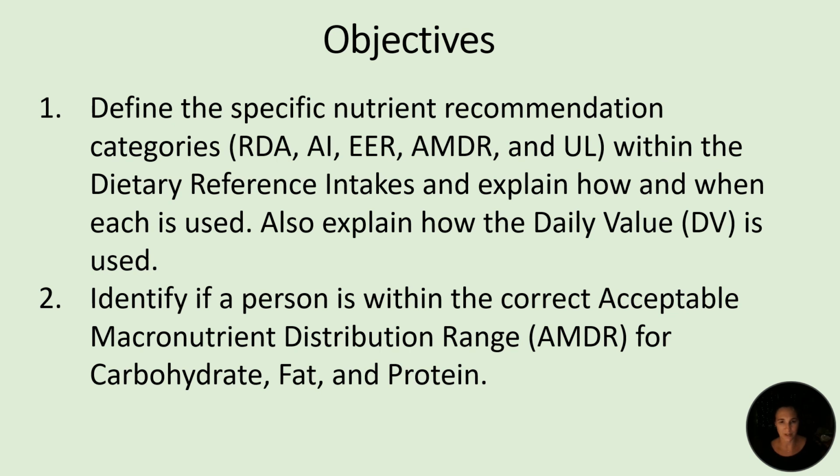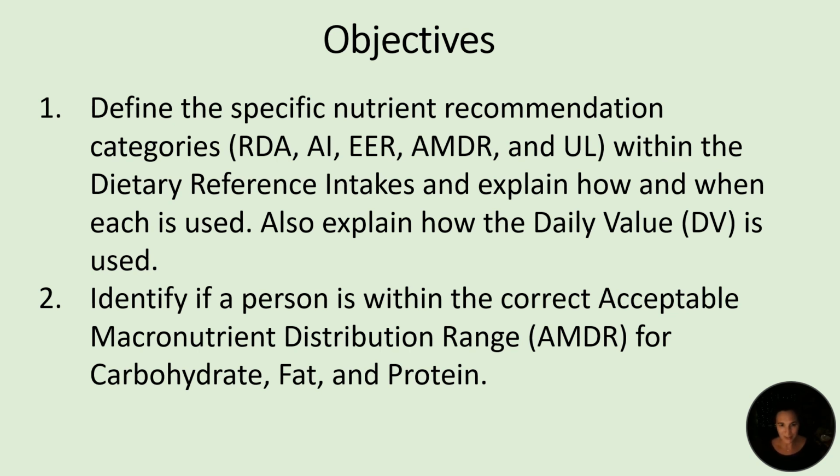So the first objective for today is I want you, after the end of this slideshow, to be able to define the specific nutrient recommendation categories. And these are RDA, AI, EER, AMDR, and UL. We'll talk about what each of those means within the DRIs, the dietary reference intakes, and explain how and when each is used. And then also I'd like you to be able to explain how the daily value is used.